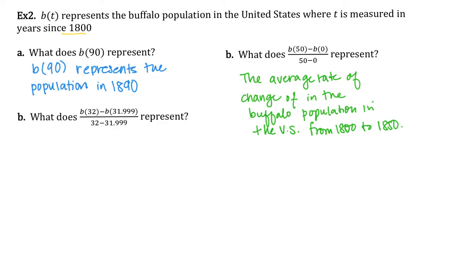Now let's look at the last one. Let's make it a C. What does this represent? This is still a rate of change. It's going from B of 32 to B of 31.9999. So it seems like it's an estimate or approximation of the instantaneous rate of change of the buffalo population in the U.S. at 32 years since 1800, in 1832.